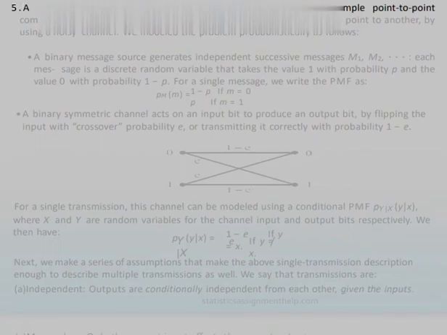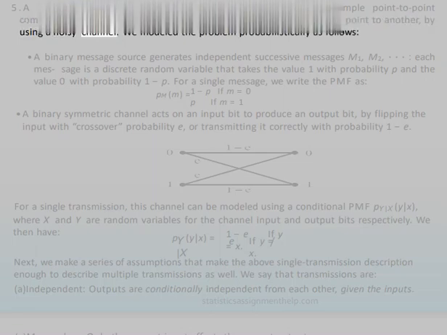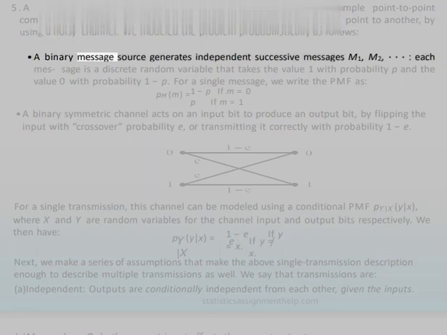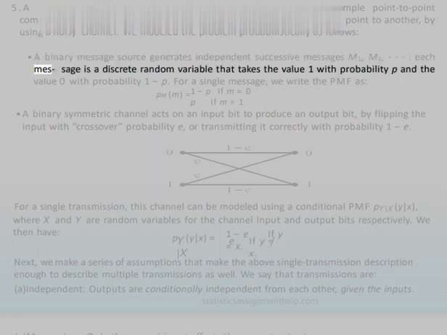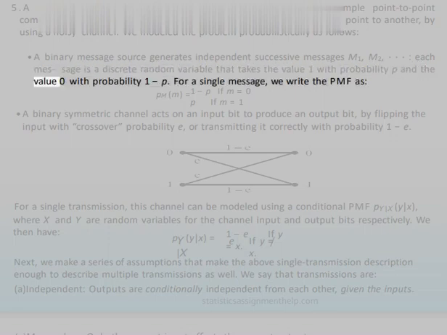5. A communication example. During lecture, we looked at a simple point-to-point communication example. The task was to transmit messages from one point to another by using a noisy channel. We modeled the problem probabilistically as follows. A binary message source generates independent successive messages M1, M2, and so on. Each message is a discrete random variable that takes the value 1 with probability p and the value 0 with probability 1 minus p. For a single message, we write the PMF as p_M(m) equals 1 minus p if m equals 0, p if m equals 1.